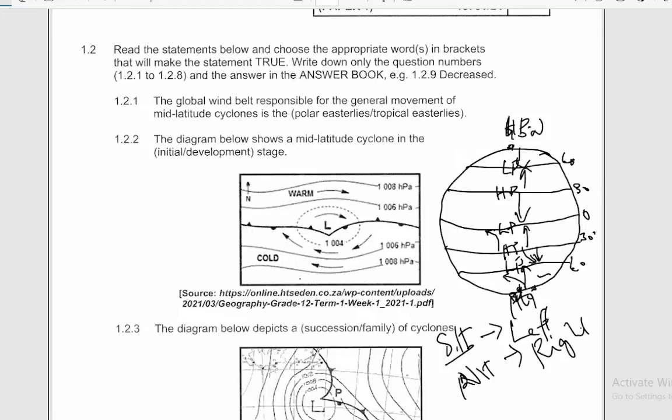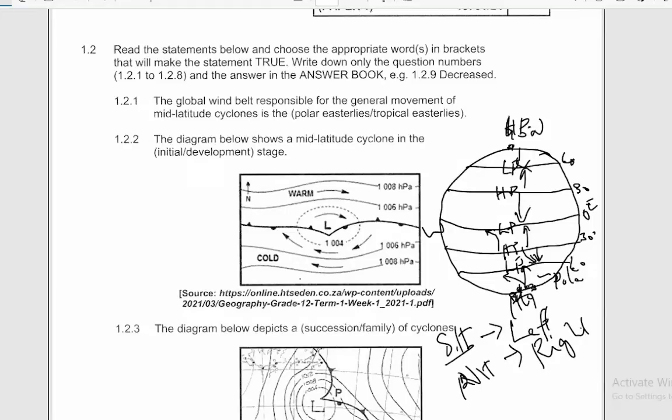This belt here is called the belt of the polar easterlies. This wind is originating from the pole region and is coming from, our west is always on the left, our east to the right, it's originating from the east going to the west. Remember, geographically we name winds according to their place of origin. So this is a wind coming from the east going to the west. So it's a polar easterly.